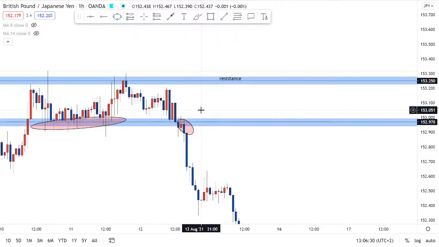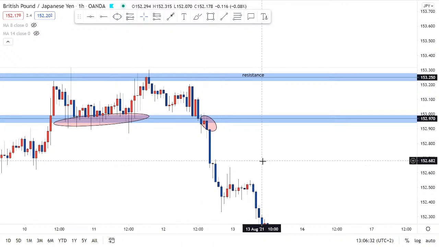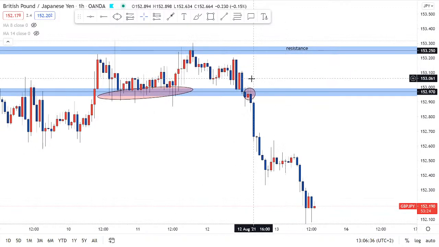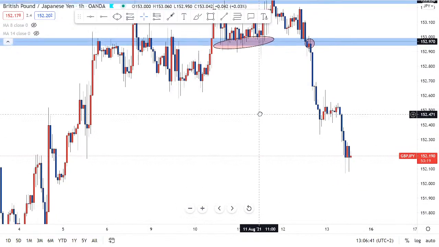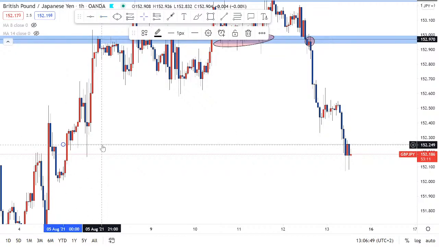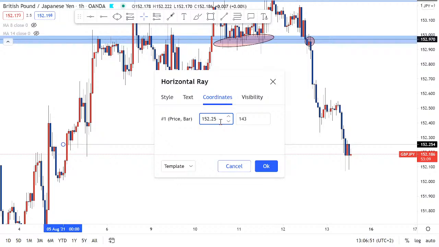The market broke down. After breaking down, it printed a bearish engulfing. This is more confirmation that we are going to the downside. So our next target has to be around these areas here. Let me just put it here.